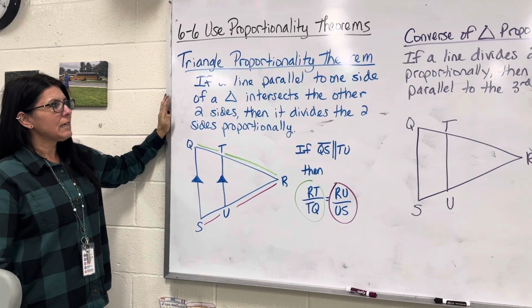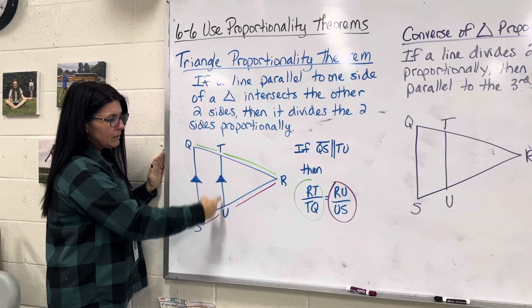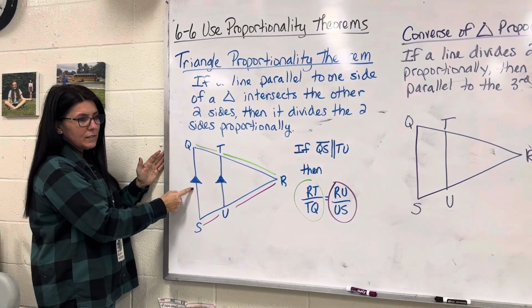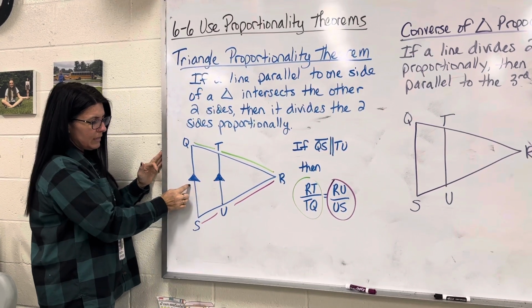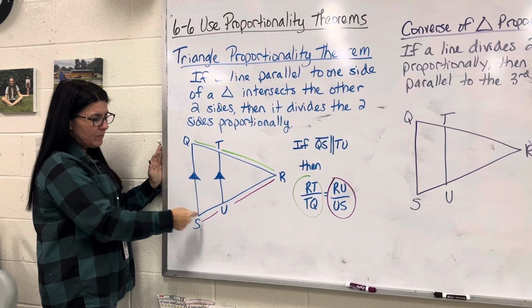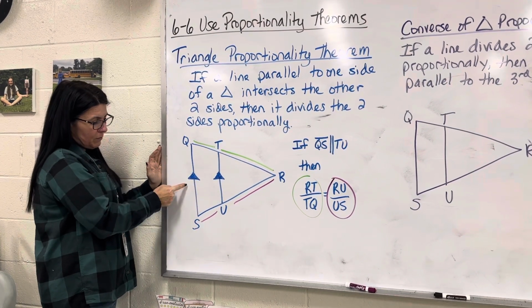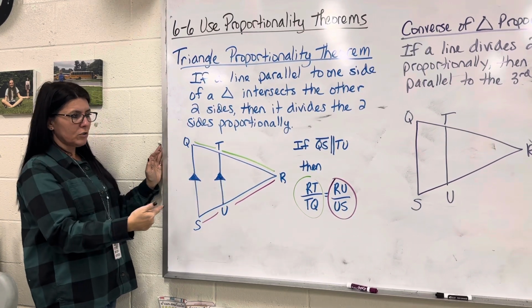It says if a line is parallel to one side of a triangle, here's my triangle, here's a line that is parallel to one side of the triangle. Here's my three sides of my triangle, this line is parallel to this side. Then it divides the two sides proportionally. So we have this line that's parallel to this side. These are the other two sides that get divided proportionally.